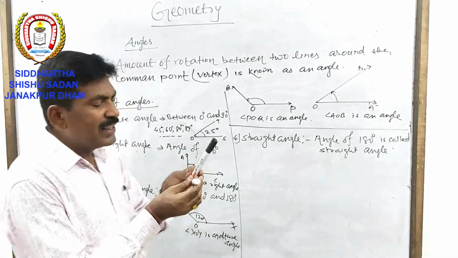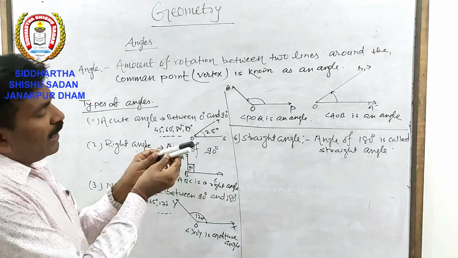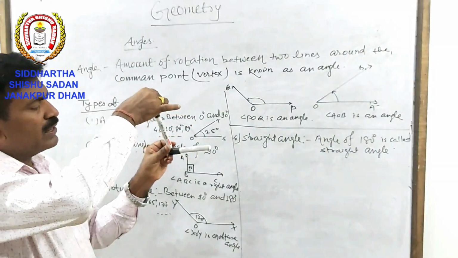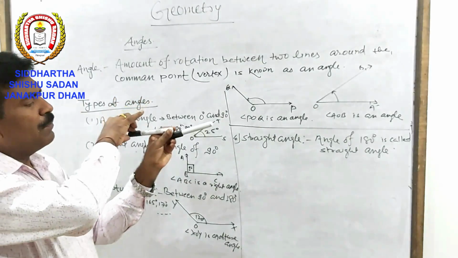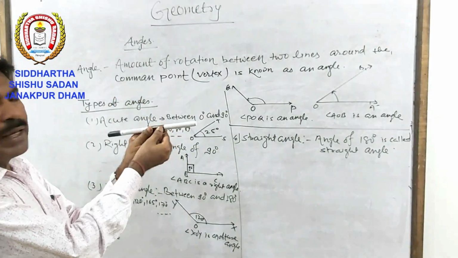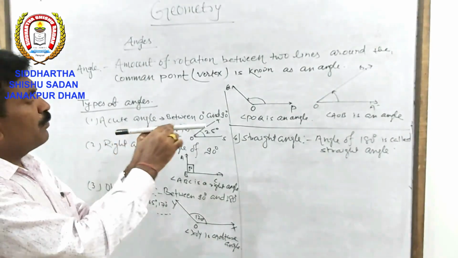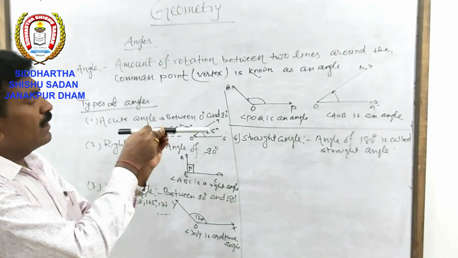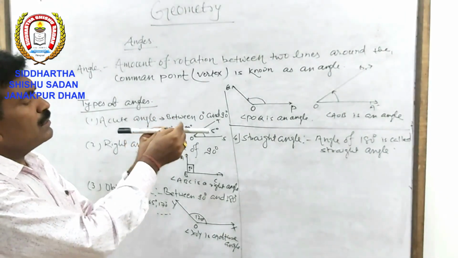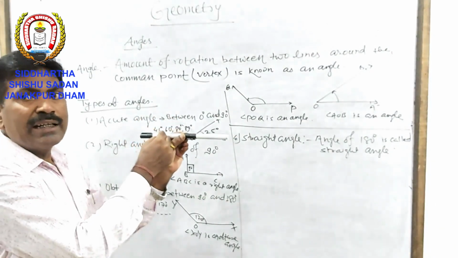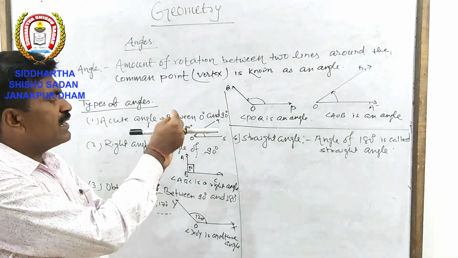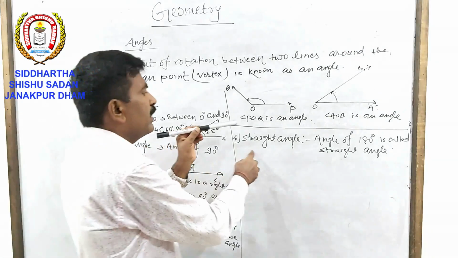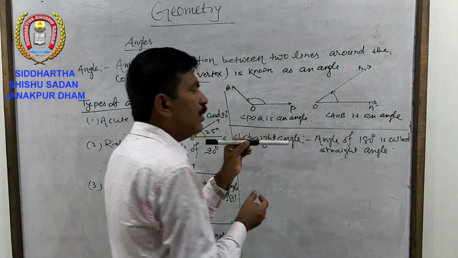Now again see these two lines. Suppose this line rotates and it came in such a way that now it forms a straight line, and a straight line means this much amount of rotation is known as 180 degree. This straight angle's value is equal to 180 degree. So straight angle means an angle of 180 degree.